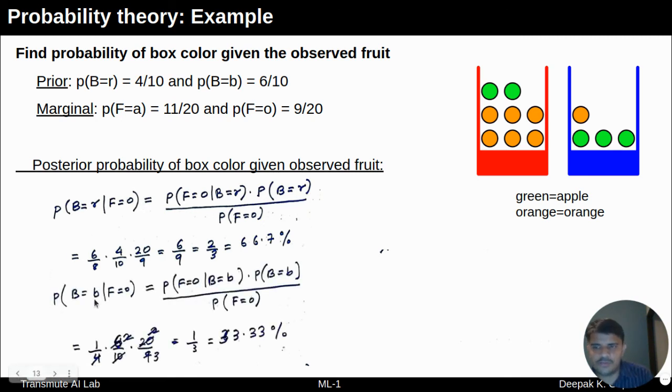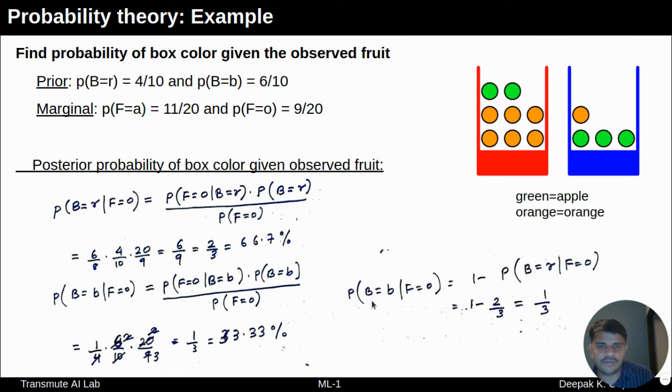Similarly, the probability of the box being blue when the fruit is orange: we put the Bayes rule, we put the numbers in there, and we obtain 33.33%. This term we could have also computed directly, since the probability of the box being blue when the fruit is orange is equal to 1 minus the probability of the box being red when the fruit is orange. That is just 1 minus 2 by 3, that is 1 by 3. So we obtain the same result, which verifies that it is correct. Similarly, we can also compute the probability of the box being red and the box being blue when the fruit is apple, and that is quite straightforward, but I will skip it.